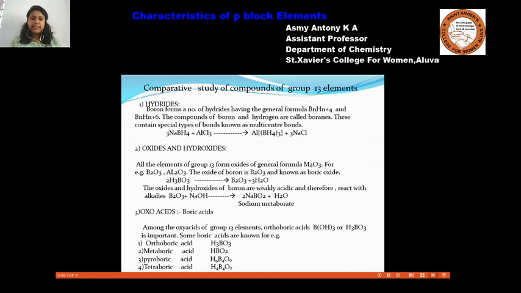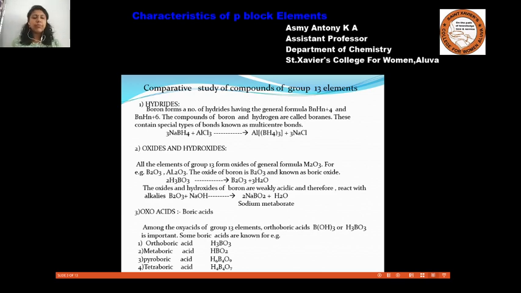Next will be the comparative study of the compounds of group 13 elements. That is, their hydrides, oxides, hydroxides, etc. We know that hydrides form when boron reacts with hydrogen. And other elements, that is aluminium, indium, thallium, etc., also form hydrides. So boron forms a number of hydrides having the general formula BnHn+4 and BnHn+6. That is the general formula of hydrides of boron.